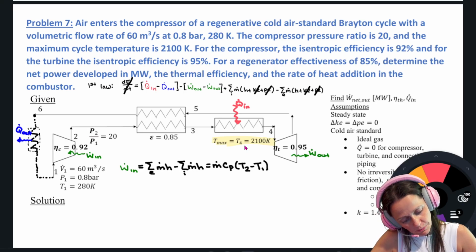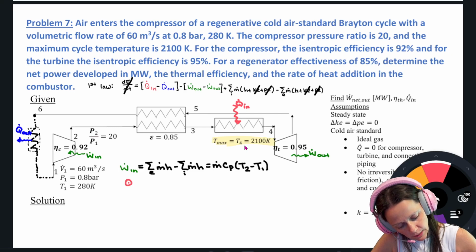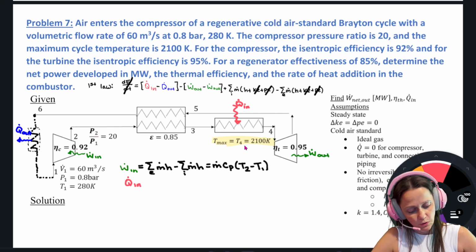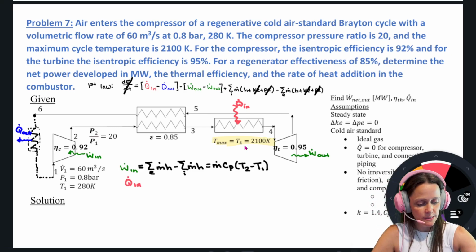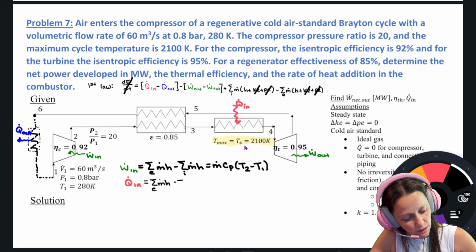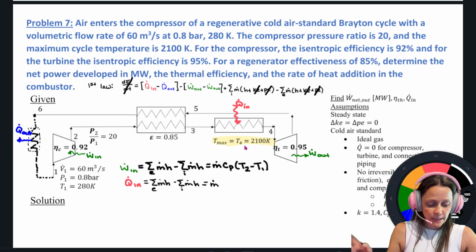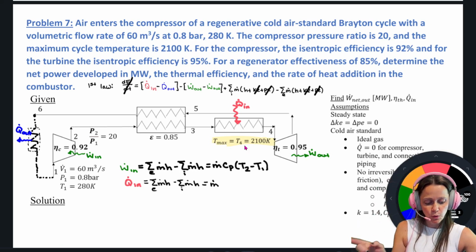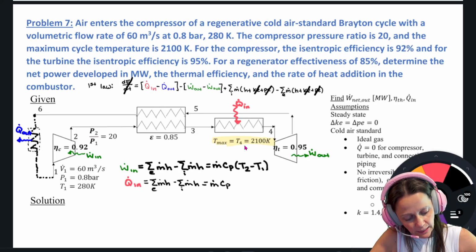Now I've got my Q dot in. Let's do him next. If I apply my first law, this is going to be the sum of the m dot H's going out minus the sum of the m dot H's going in. Perfect. So it's going to be a delta H between 3 and 4, H4 minus H3, or m dot Cp times T4 minus T3.